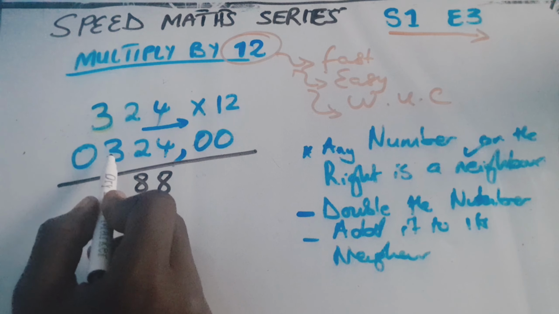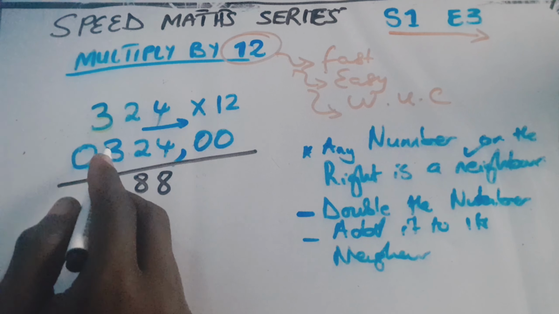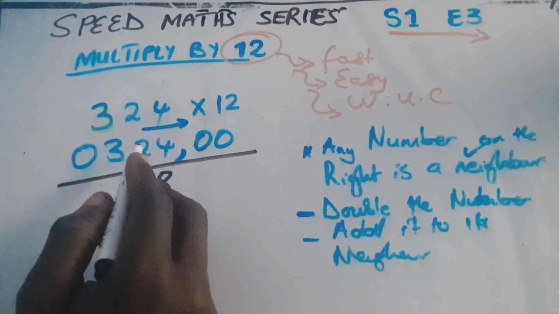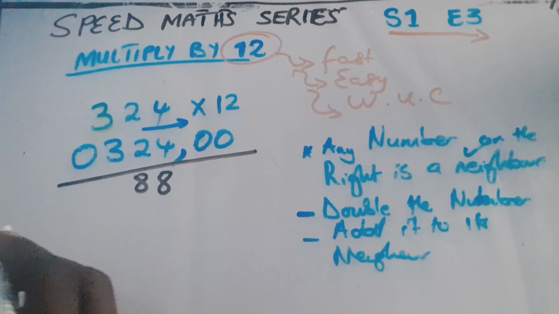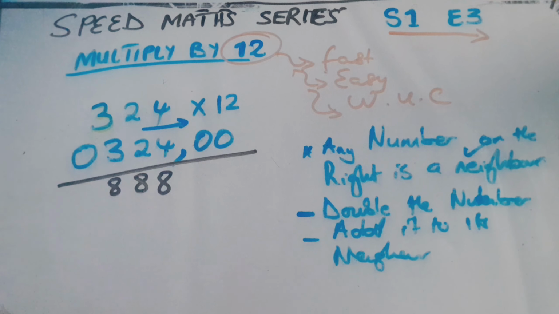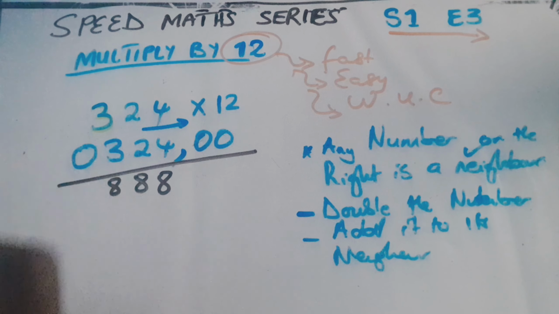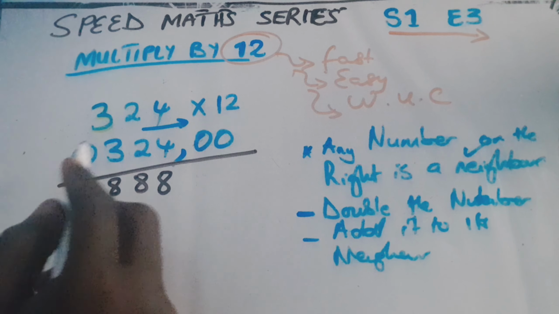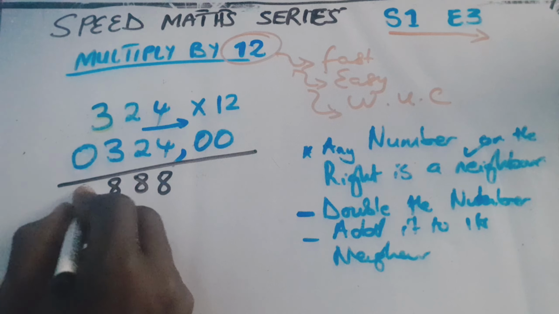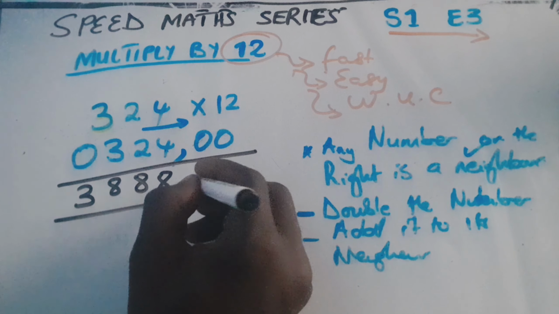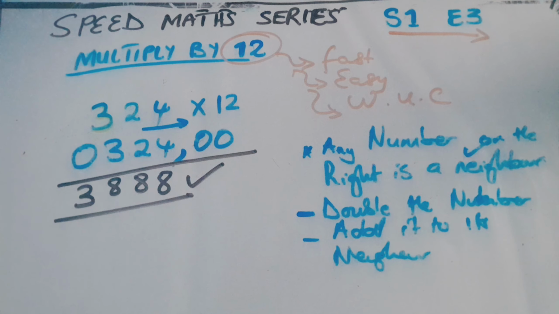And we're going to take this 3 and double it. If we double 3, we're going to get 6 and add its neighbor, which is 2. We're going to get 8. And then we take 0 and double it. It still gives us 0, and add its neighbor. This becomes 3. So this is the answer to that.